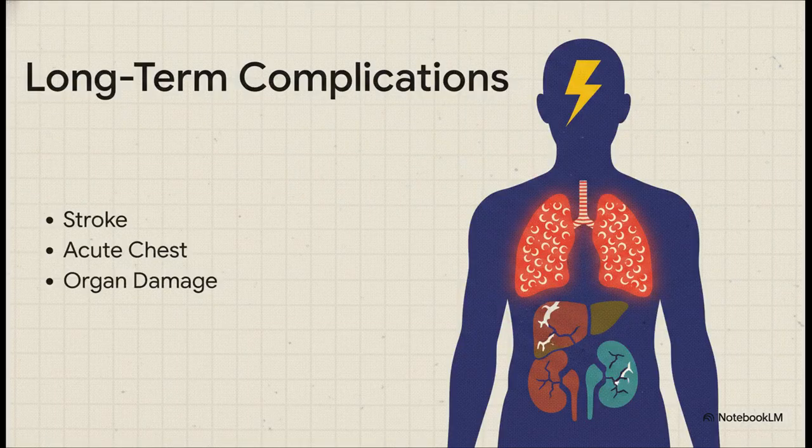Over time, these repeated vaso-occlusive events take a really heavy toll on the body. Patients are at risk for life-threatening complications like acute chest syndrome, which is essentially a sickling crisis inside the lungs. They're also at risk for strokes from blocked cerebral vessels, avascular necrosis where bone tissue in the hip literally dies, and chronic, progressive damage to the kidneys, liver, and spleen.